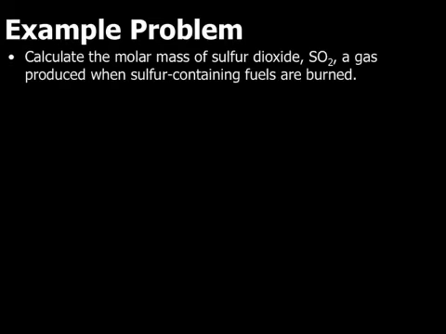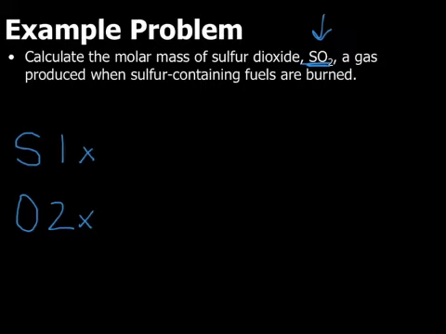Okay, so here's an example problem. What we're asked to do here is to calculate the molar mass of sulfur dioxide, SO2, which is a gas produced when we burn sulfur-containing fuels. The easiest way to do this is to look at our formula. SO2 is our formula. To get our molar mass, I'm going to write down what elements I have present in that compound. I have 1 S and 2 O's, and that comes from my formula, S1O2. Then I'm going to multiply each of those by their mass from the periodic table.